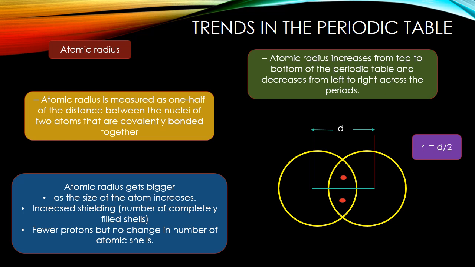So we can conclude that atomic radius increases from top to bottom of the periodic table and decreases going from left to right across the periods.